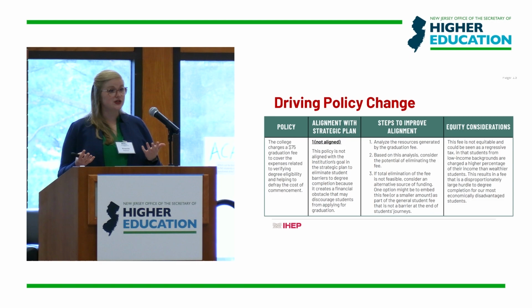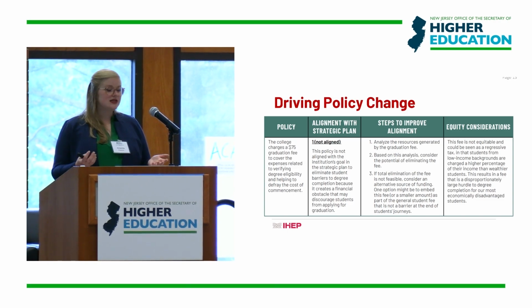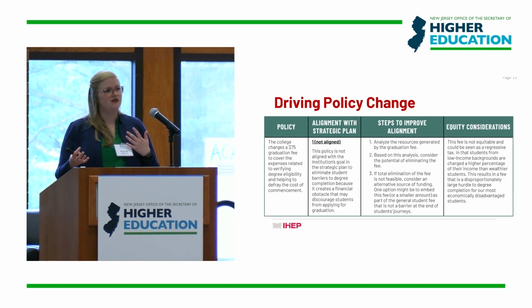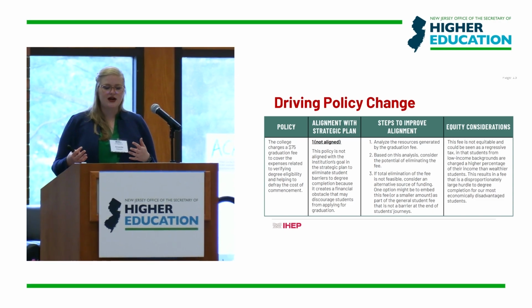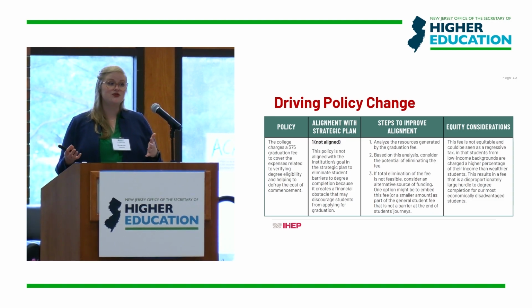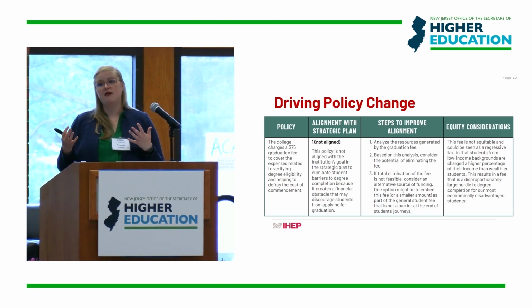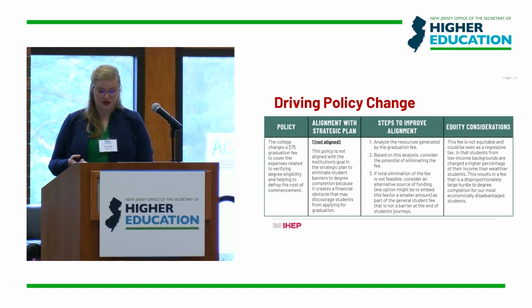Looking at the resources that were generated by the fee, based on this analysis, consider whether or not it's feasible to get rid of that fee. And if that wasn't feasible, then consider an alternative source of funding or maybe embedding that into the student fee at the beginning of the semester or the beginning of the year, so it's not a barrier at the end of the students' journeys. And in terms of equity considerations, they found that this fee was similar to a regressive tax in that students from low-income backgrounds were disproportionately affected. It was a higher percentage of their incomes than it was for wealthier students, and that's not strategically aligned with their plans.